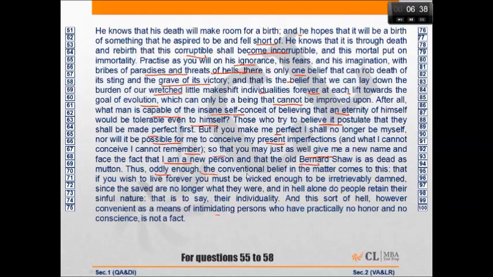Thus, oddly enough, the conventional belief in the matter comes to this, that if you wish to live forever, you must be wicked enough to be irretrievably damned. Since the saved are no longer what they were, and in hell alone do people retain their sinful nature, that is to say, their individuality. And this sort of hell, however convenient as a means of intimidating persons who have practically no honor and no conscience, is not a fact.